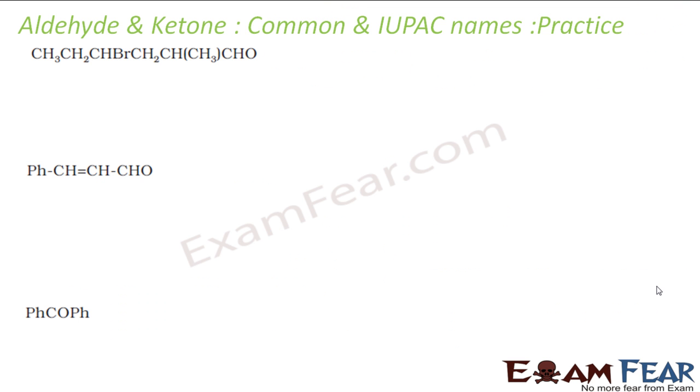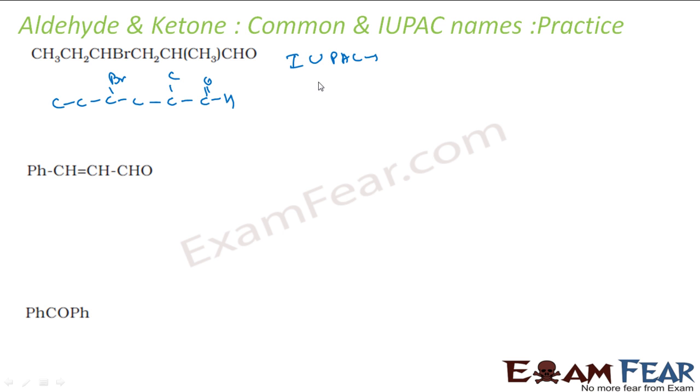This is the last slide for the practice for common and IUPAC names. Here also again, please pause and try on your own and then see the solution. Let me draw the structure for this. 2 carbons and 1 carbon with the bromine. Then 1 carbon, this carbon has a methyl, and then an aldehyde group. So this is my aldehyde, correct?